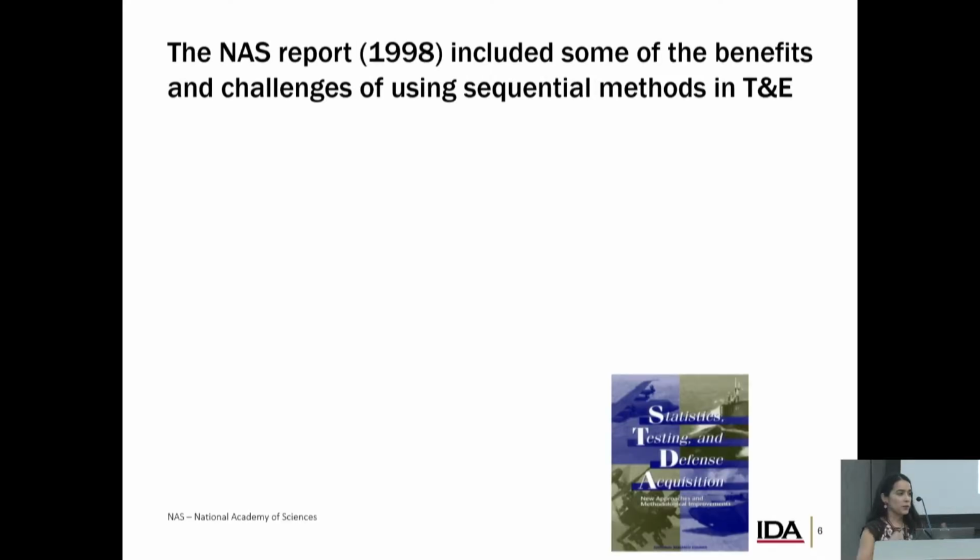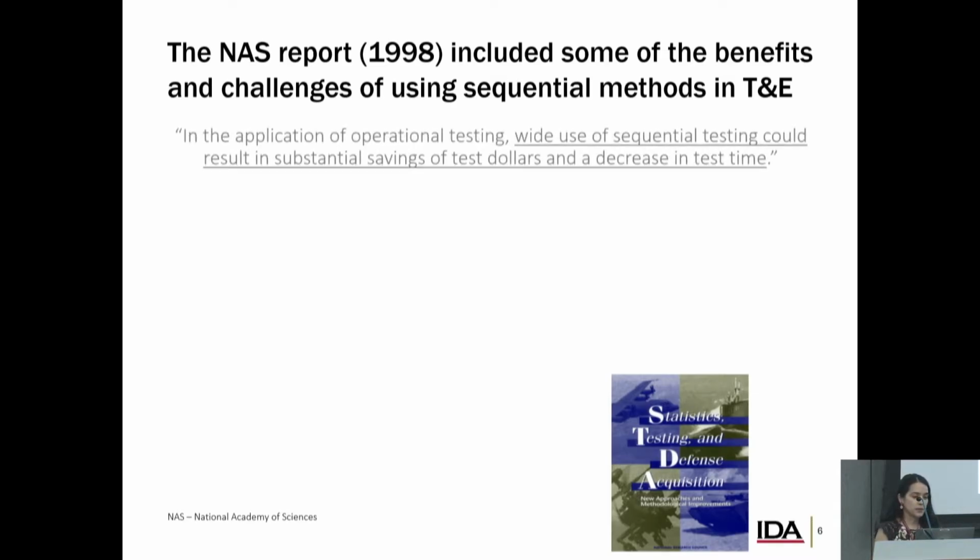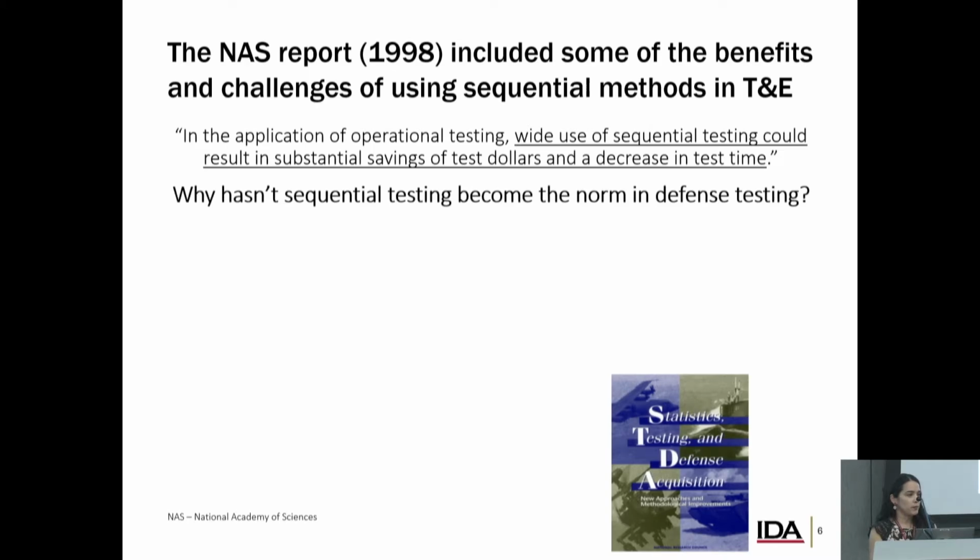Okay, fast forward, 1998, the National Academy of Sciences put out this report that the OT&E sponsored on the benefits and the challenges of using sequential methods. The thing that I have been saying from the very beginning: it will be good if we use sequential methods. It's good for test efficiency. Maybe we can save resources, save time, but you might be wondering, why aren't we applying this right now?